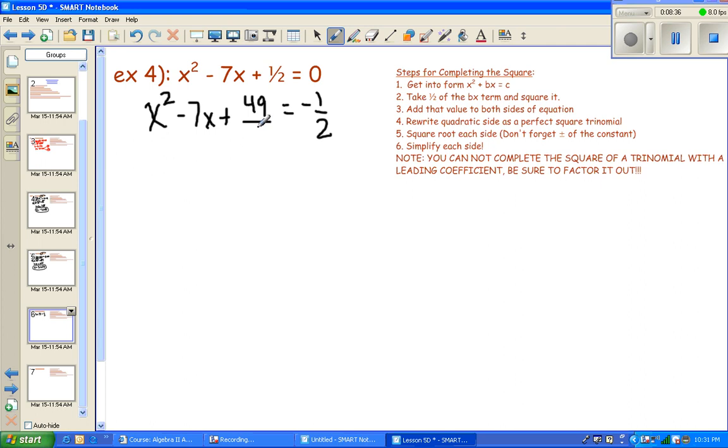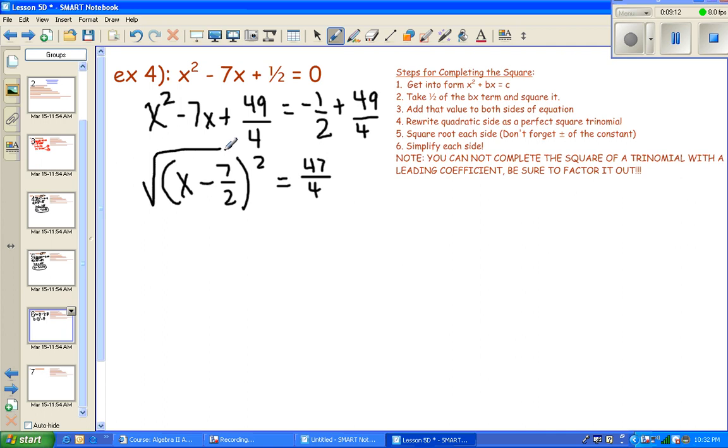7 squared is 49 over 4. If we add 49 over 4 to the left, you want to make sure you add it to the right as well. So this is going to factor as x minus 7 halves squared. And we're going to simplify this to 47 over 4. Got a common denominator, added the numerators.